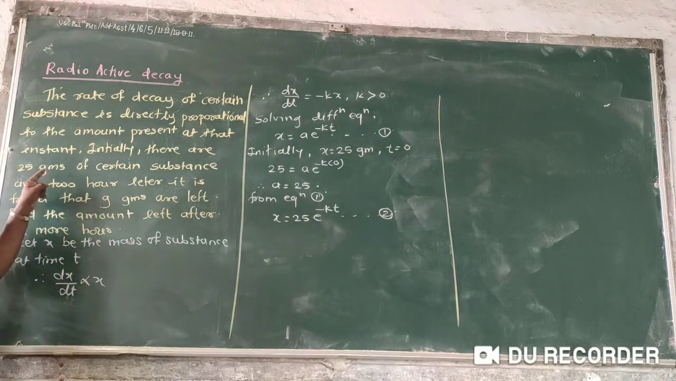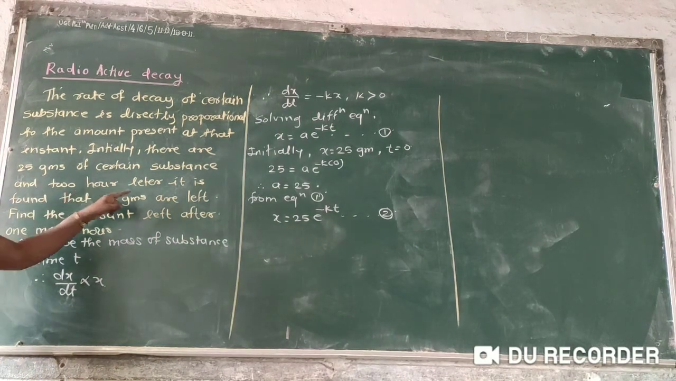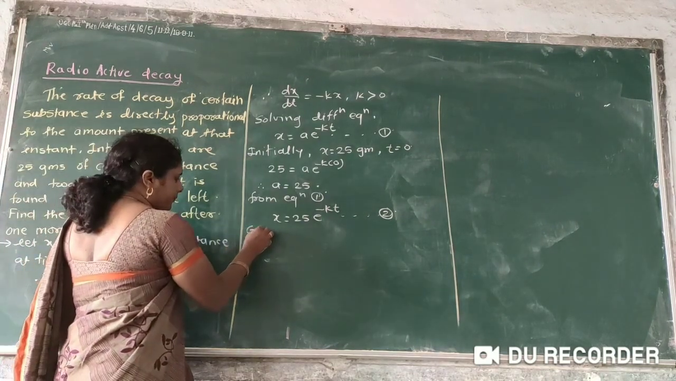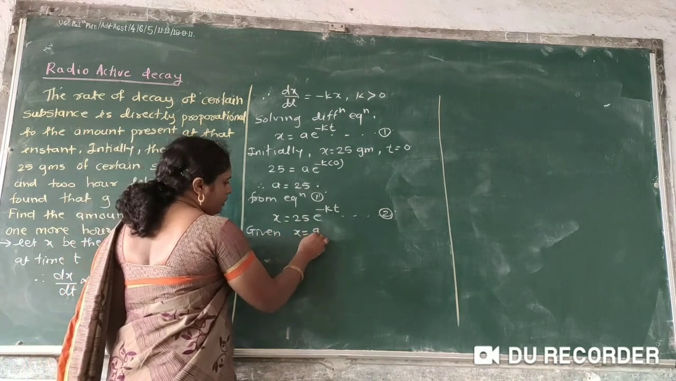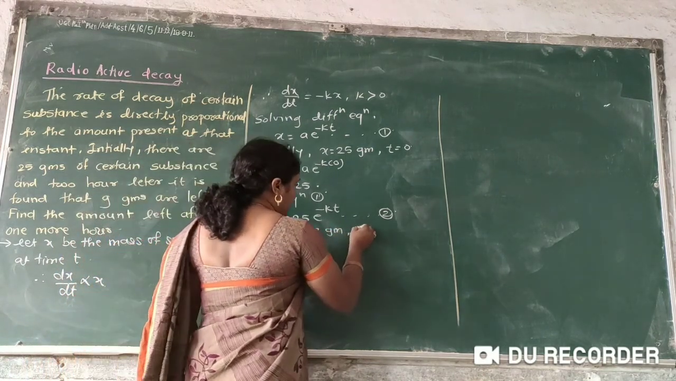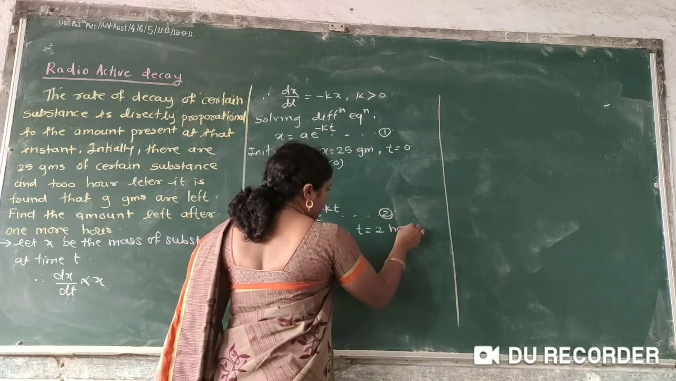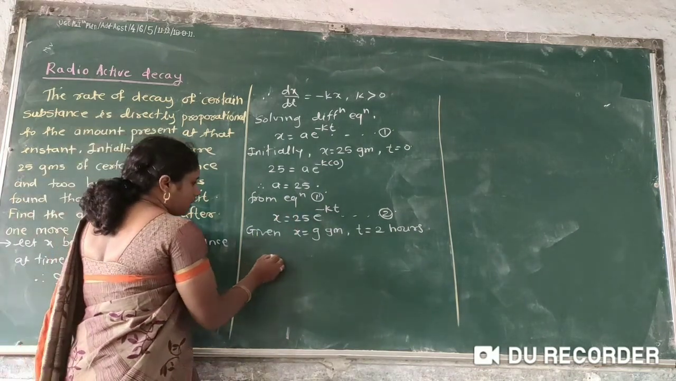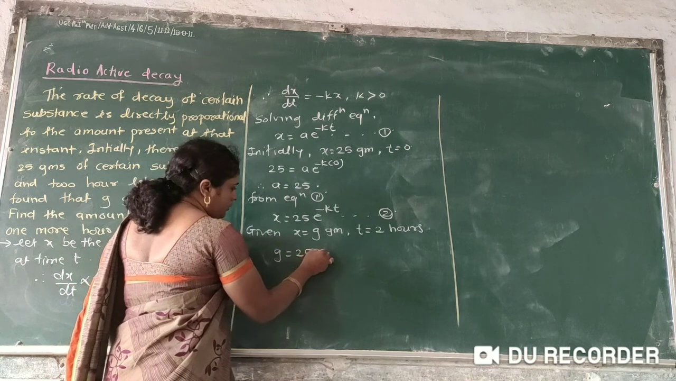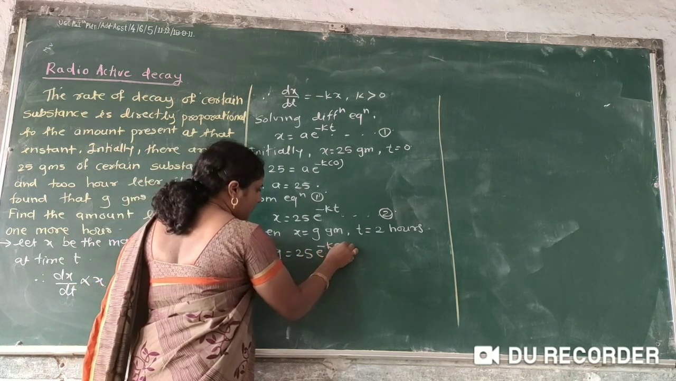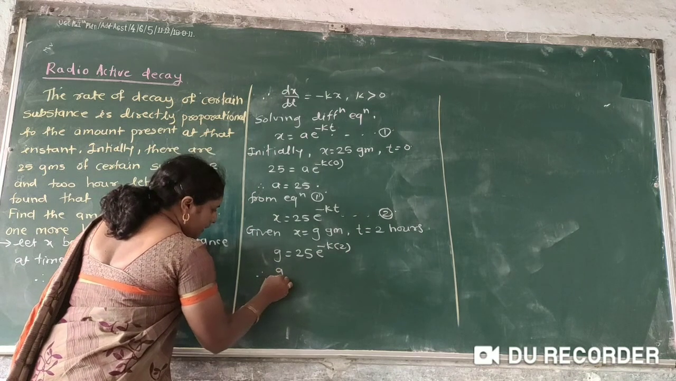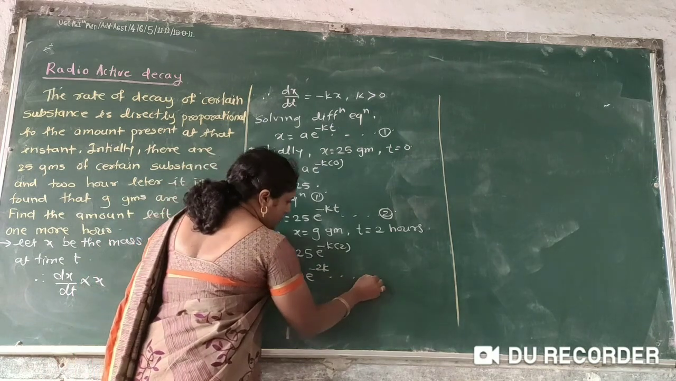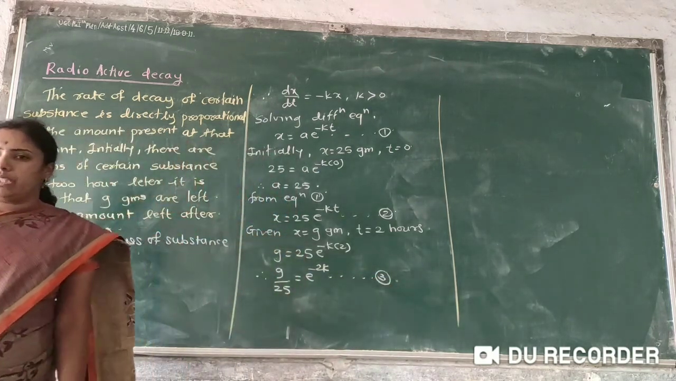Now, again it is given that after 2 hours it remains 9 grams. That means given x is equal to 9 grams after 2 hours, that is time t equal to 2 hours. So substitute this value in equation 2, we get 9 is equal to 25 into e raised to minus k into 2. Therefore, we get 9 upon 25 is equal to e raised to minus 2k. Suppose this is equation 3.